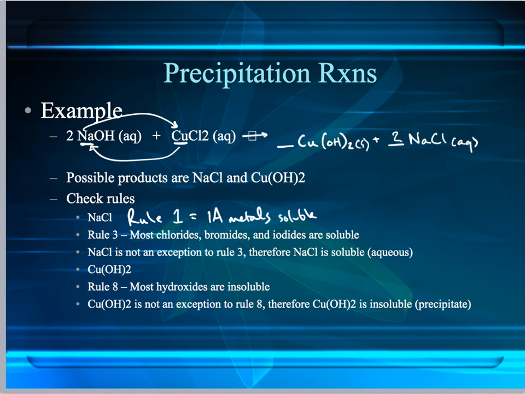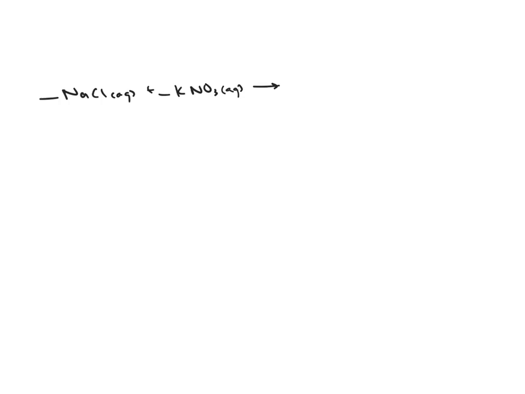I do want to talk about one possible situation when you end up with both products being aqueous. So we'll do one more example, and then we'll do one from your homework. Let's say I had this as my reaction, aqueous sodium chloride plus aqueous potassium nitrate. And I go to look at the products. I get NaNO3 plus KCl.